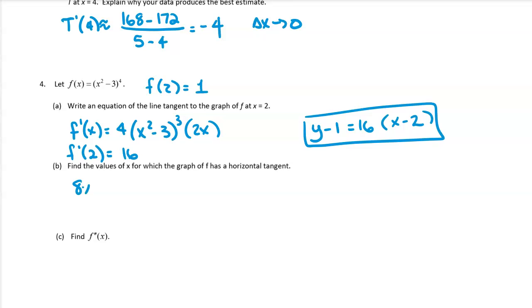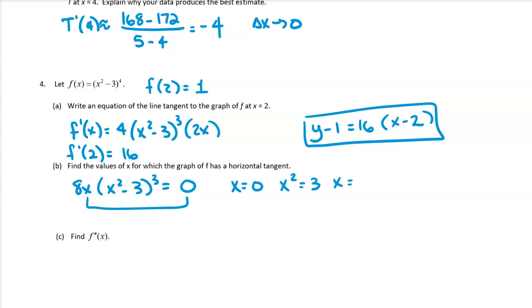So I'm going to take my derivative. And in the future, I really want you to set that derivative equal to 0 and not just pull values out. I know that because I had already given it to you all nice and factored, those of you that expanded it spent a lot of time that you didn't need to, because x equals 0, x squared equals 3, so x equals plus or minus √3. So over the whole domain of this question, the horizontal tangents are at 0 and plus or minus √3.